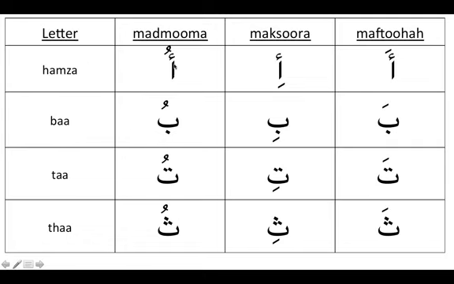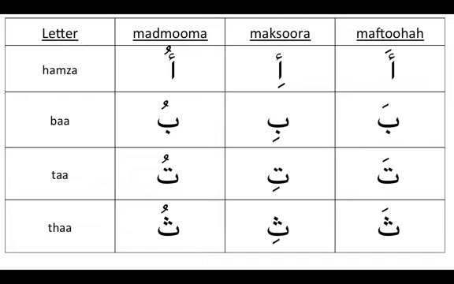So hamza madmuma is hamza with a dhamma on it. This is hamza with a kasra below it. And this is hamza with a fatha above it. So this is how we're going to do it. Hamza maftuha, a. Hamza maksura, i. Hamza madmuma, u. A, i, u.